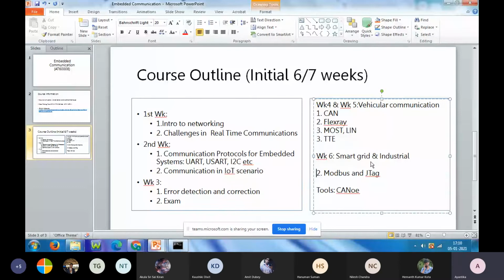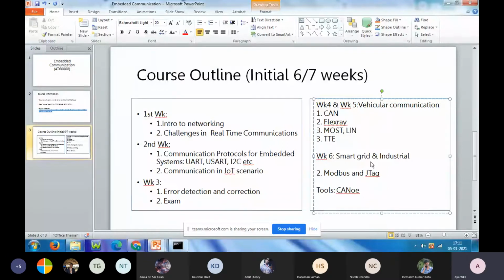While we are talking about these communication protocols related to embedded systems, we will also be talking about a few tools. One of the tools is CANoe, where we will try to develop some small demo projects. We will try to simulate a small CAN network, and this time we will be working with a demo version. There we will try to build some CAN framework and also simulate some FlexRay and LAN framework. So this is the tentative course plan for the initial six weeks.